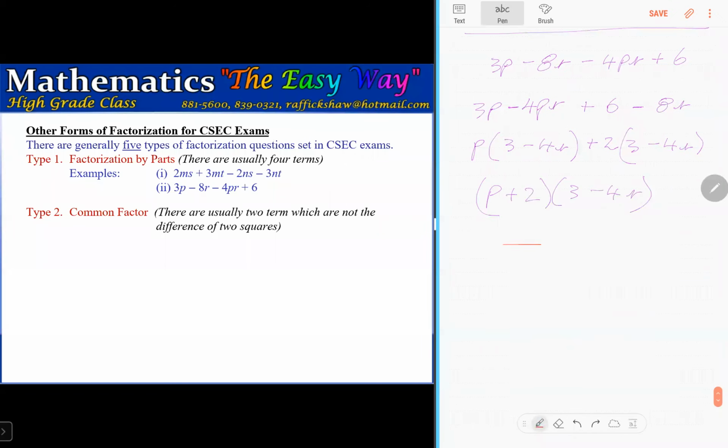So if I'm doing 3p minus 8r minus 4pr plus 6, let's go. We're going to have the same two factors, not necessarily in the same order. You're saying put negative 4pr in front, right? Yes, sir, and then put 3p.